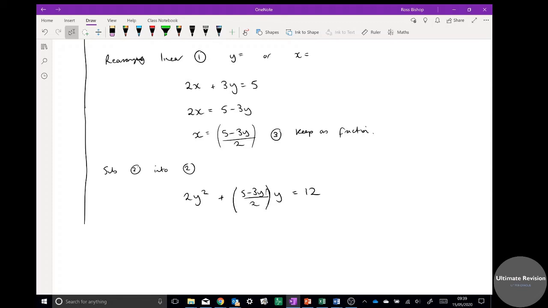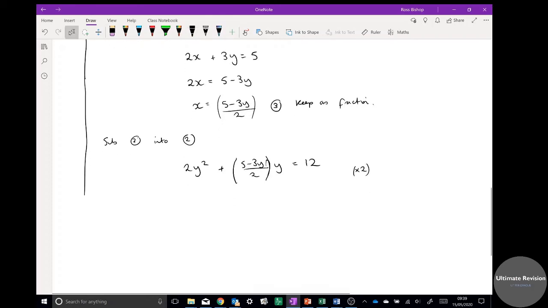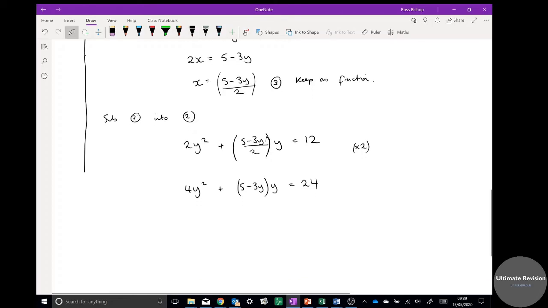Now, tip for this, I've got a fraction here which is a bit messy. I'm going to times every term by 2, and that's going to help me before I even do anything else. So I'm going to get 4y squared plus 5 minus 3y, all times y, equals 24. Okay, I can multiply out the brackets now. It's going to be 5y minus 3y squared.